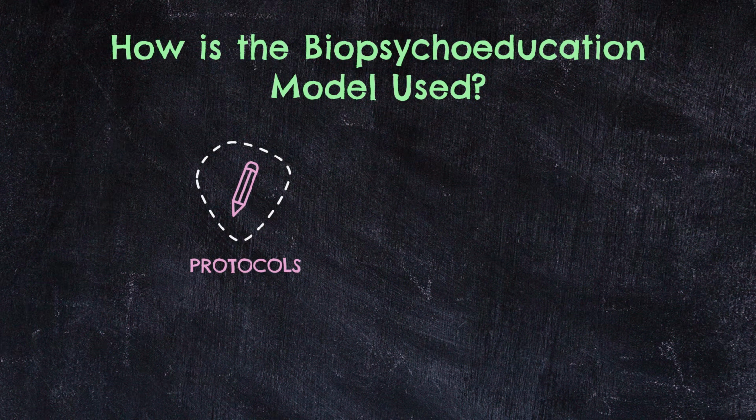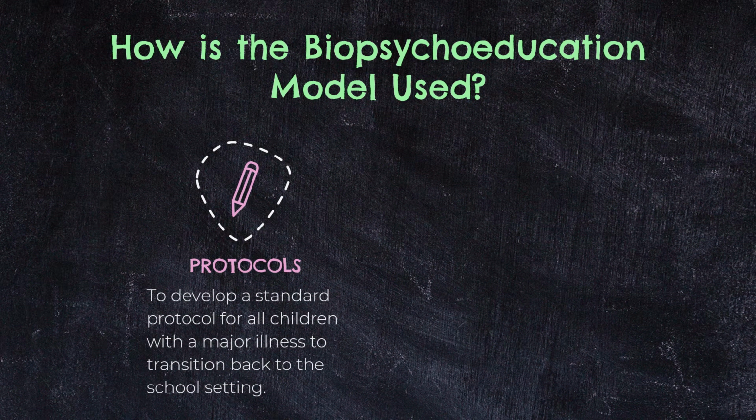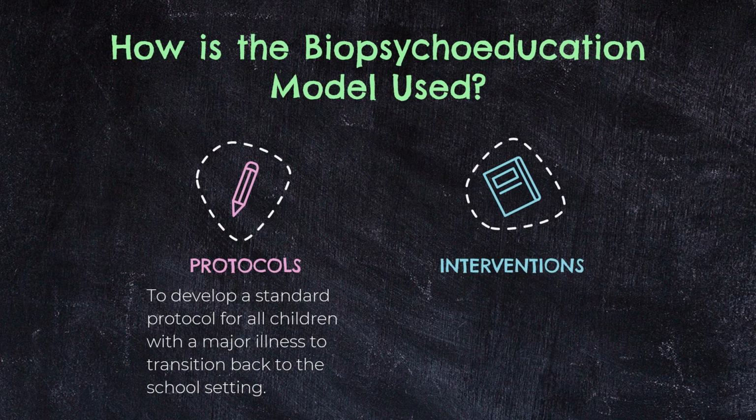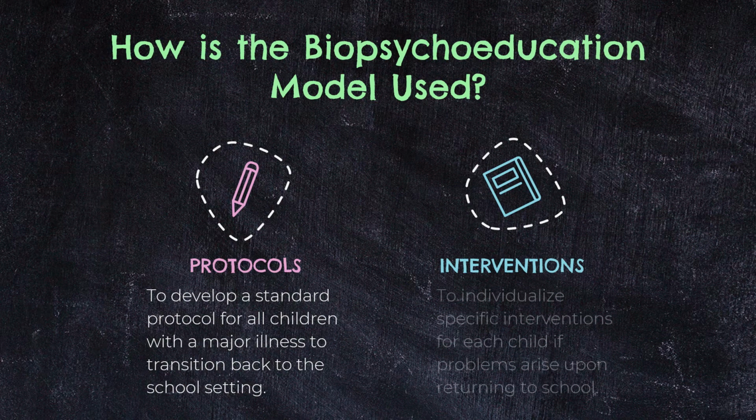How is the biopsychoeducational model used? First of all, the main target of this is to create protocols for all children with major illnesses to transition back to a school setting. It also helps with interventions to individualize specific interventions for each child if problems arise upon returning to school.